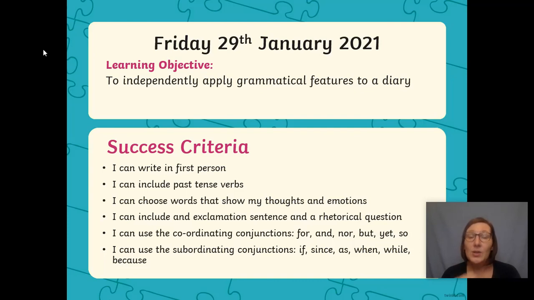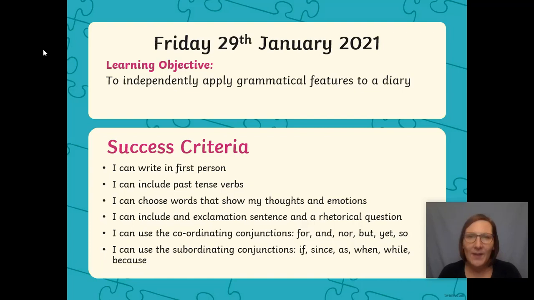Okay. Use the coordinating conjunctions: for, and, nor, but, yet, so. We have had a practice at doing both of these two over the last couple of days. So today, when you put your diary entry together, because this is your best piece now, you're writing it up as your final piece of writing. And over this last week, you've been adding in those subordinating conjunctions and those coordinating conjunctions. So today is to really embed those into your writing. And then the last one is the subordinating conjunctions.